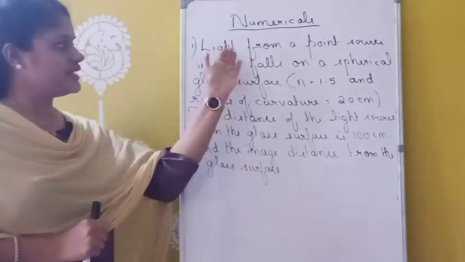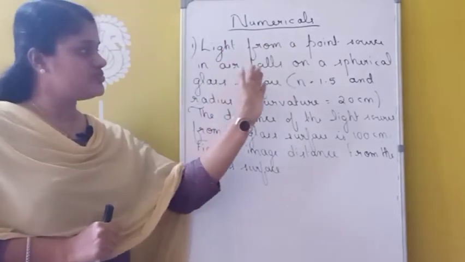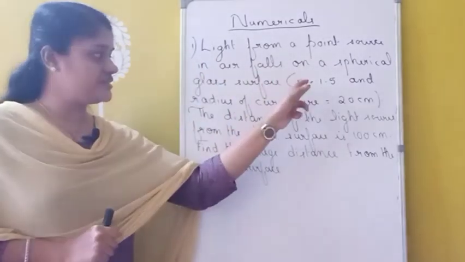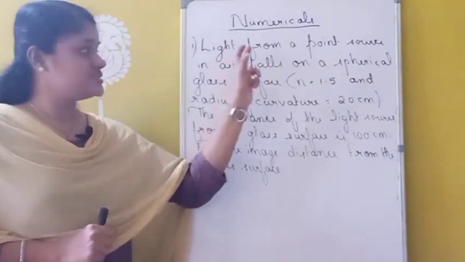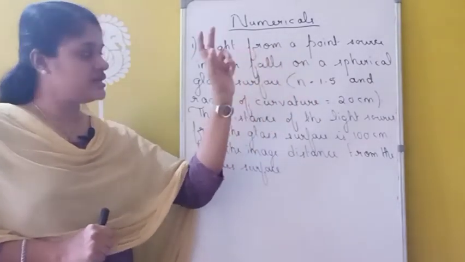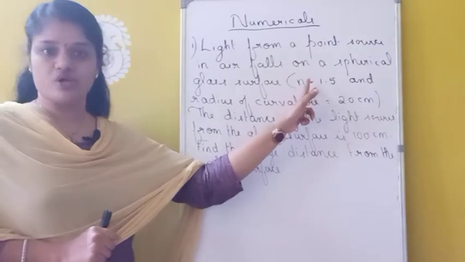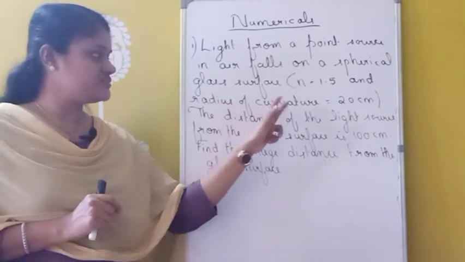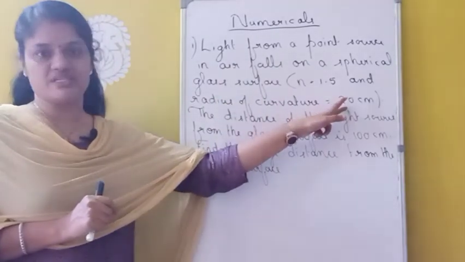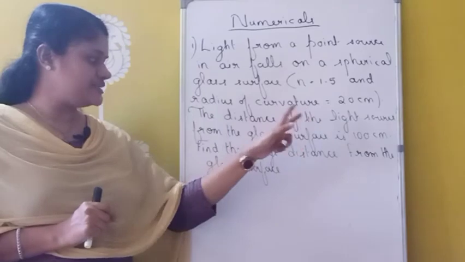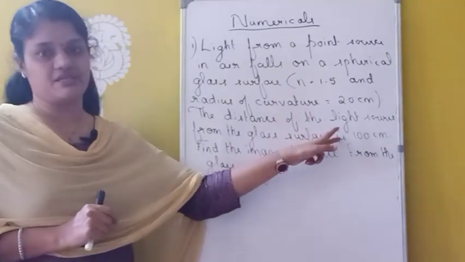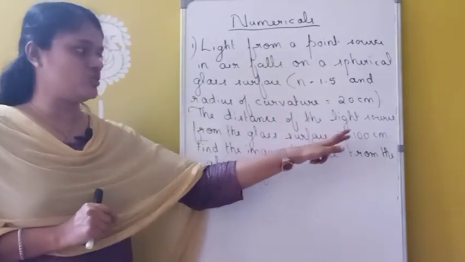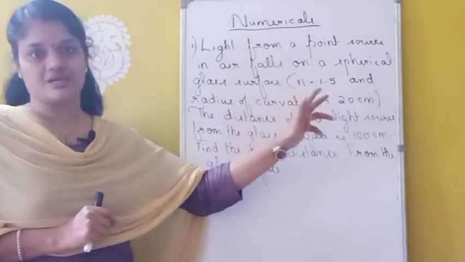First one, light from a point source in air falls on a spherical glass surface. This spherical glass surface has a refractive index 1.5. The light is falling from air to glass, and we know the refractive index of air is taken as 1. The radius of curvature of this glass surface is 20 centimeter. The distance of the light source from the glass surface is 100 centimeter. So here the light source means it is the object. So what is the distance of this object? 100 centimeter. That means object distance is 100 centimeter.